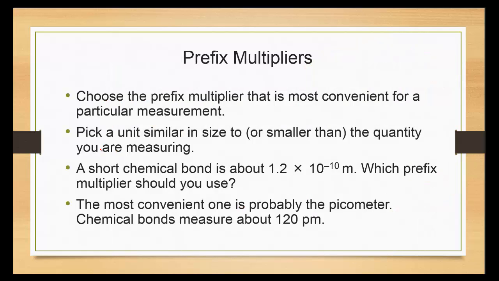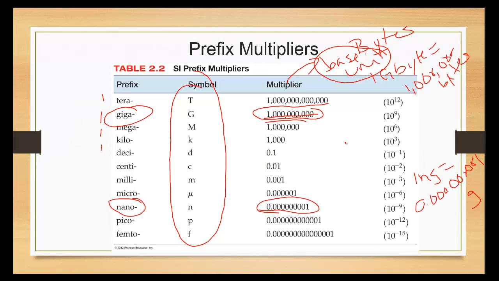You want to choose the prefix multiplier that is the most convenient for the particular measurement. You want to pick a unit similar in size or even smaller than the quantity that you're measuring. So let's take a look at a chemical bond. A chemical bond, let's say, is 1.2 times 10 to the negative 10. So when I look over here, I want something that's smaller than that value.